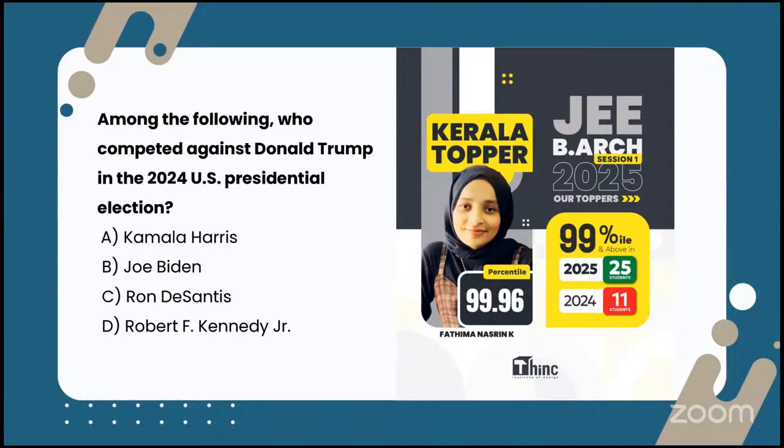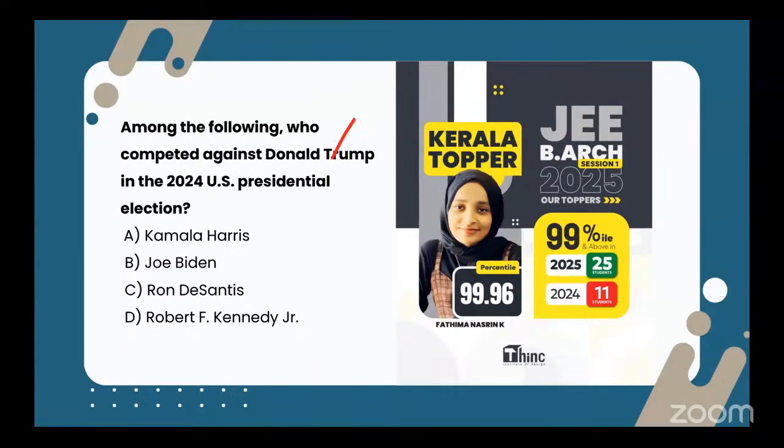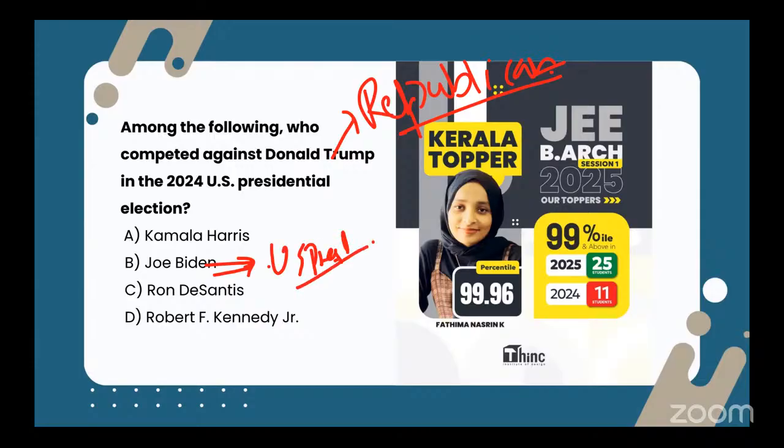Donald Trump is from the Republican Party. Two important parties are there in the US: the Democrats and the Republican Party. So who was the Democratic candidate? That is the question here. Initially, Joe Biden. Joe Biden was the president before Donald Trump's return, and he wanted to go for a second term. So initially he nominated himself as the presidential candidate of the U.S. This was the 47th U.S. presidential election.